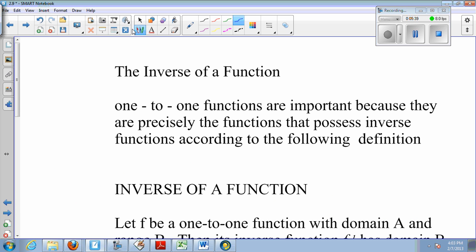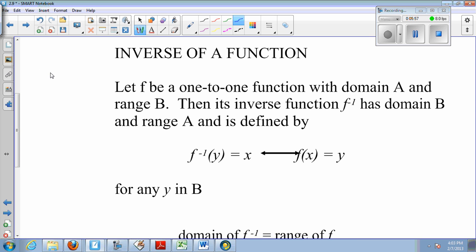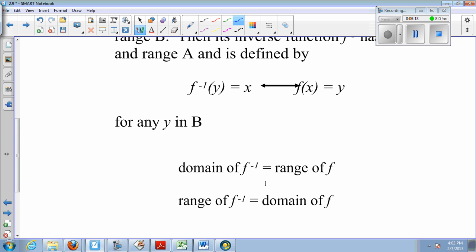The inverse of a function. Let f be a one-to-one function. One-to-one functions are important because they are precisely the functions that possess inverse functions according to the following definition. Let f be a one-to-one function with domain A and range B. Then its inverse function, f inverse, has domain B and range A. So what we're doing is switching where the x and y are, so they switch their domain and range.